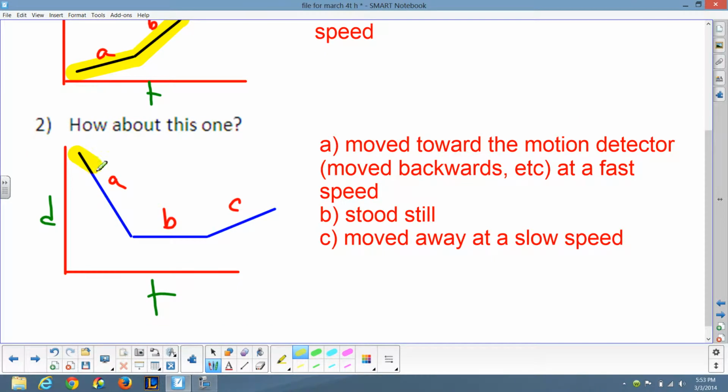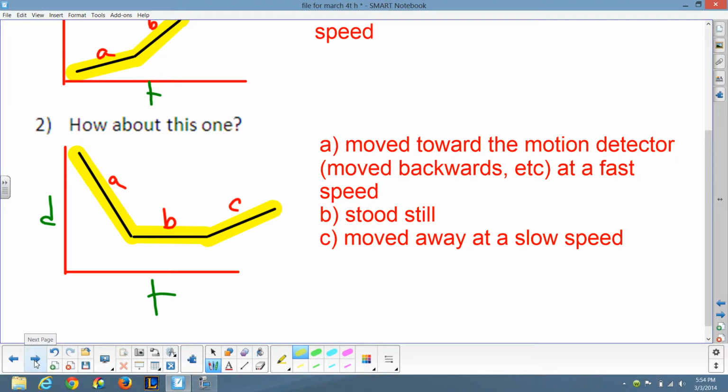Alright, how about this one? For line segment A, we move backwards, or you could have said move towards the motion detector at a fast speed. Why do we know it's fast? Well, because it's a pretty steep slope. We stood still, and then we moved away. This time it was at a slower speed.